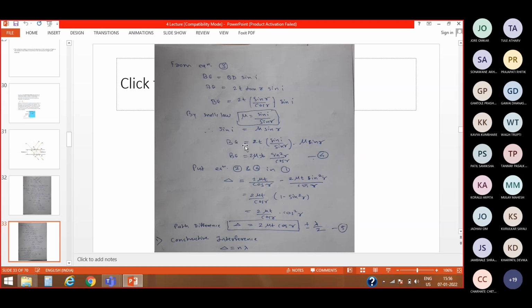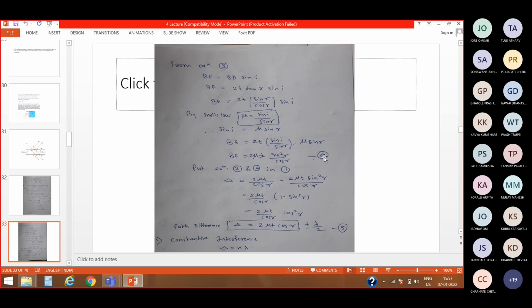Then BG is equal to 2 times T into sin of I upon sin of R into mu into sin of R. So this sin of I, I just replace with mu into sin of R here. Then I got BG is equal to 2 times mu into T into sin square R upon cos of R. So this is equation number 4.